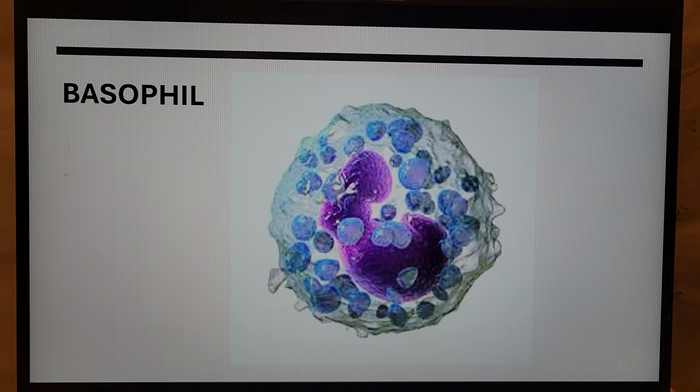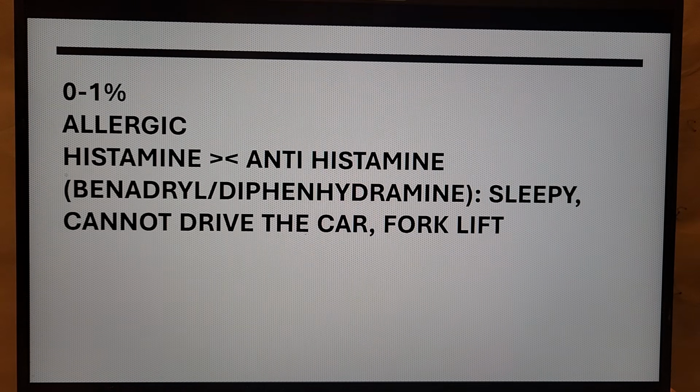Basophil, blue color, increases when allergic. Normally only 0 to 1%. And this basophil produces histamine. When itchy, pruritus, right? That's because of the histamine. Treatment, antihistamine. This is your Benadryl, or generic is diphenhydramine. Please make sure you memorize this, right? Generic for Benadryl is diphenhydramine.